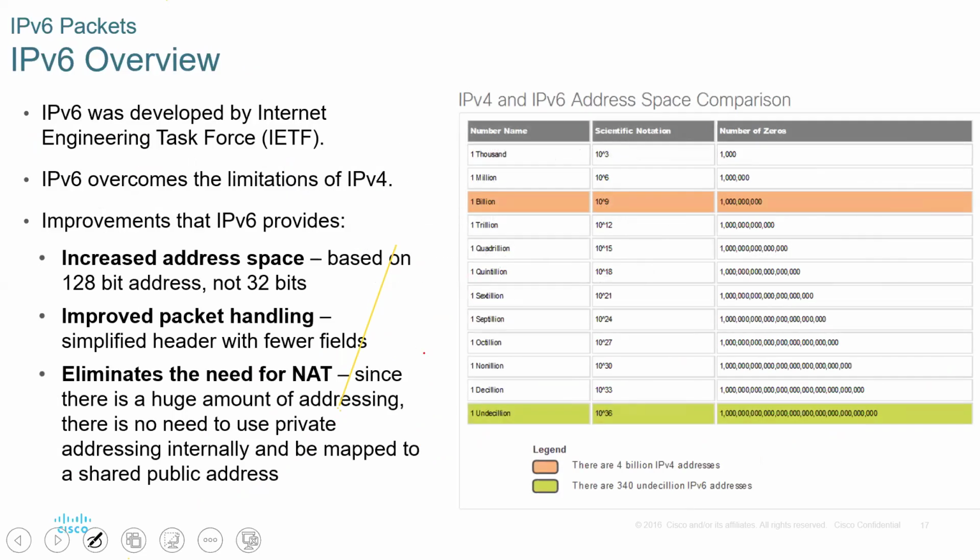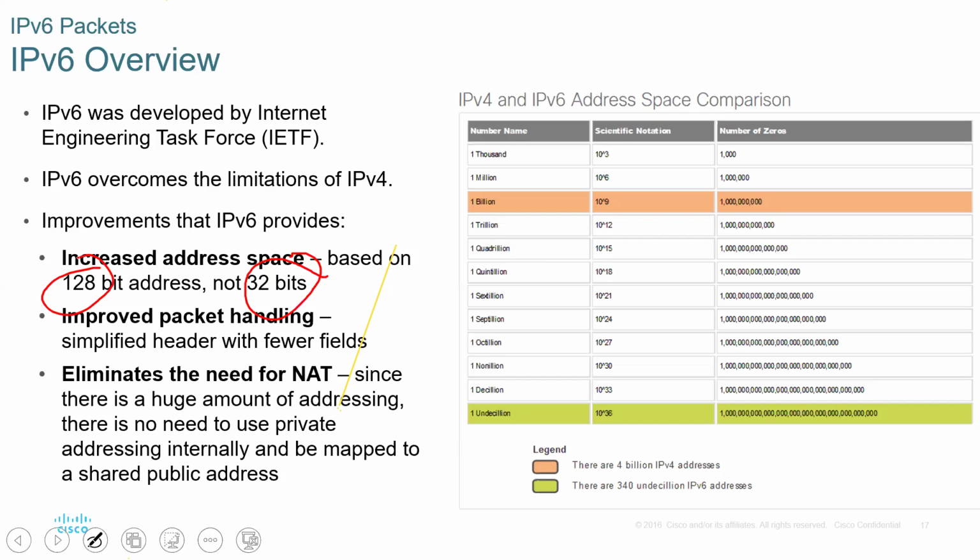So IP version 6 was developed by the Internet Engineering Task Force to actually overcome the limitations that IP version 4 has. And so because of that, IP version 6 has improved on the limitations of IP version 4. What are those improvements? Remember, we said the IP version 4 is depleting, but IP version 6 has created more space because you see, IP version 4 is 32 bits, but IP version 6 is 128 bits.